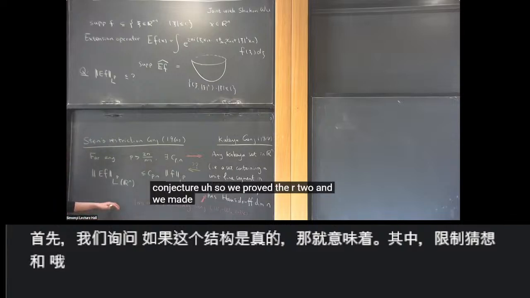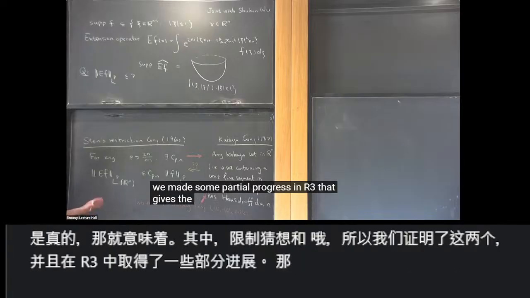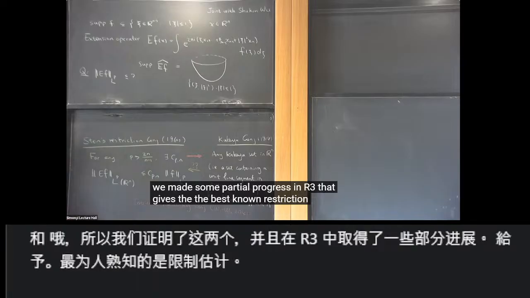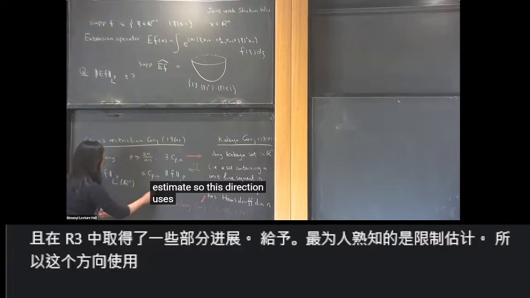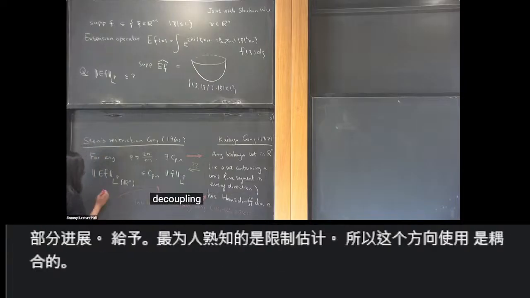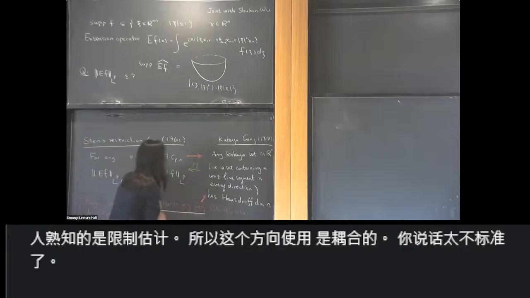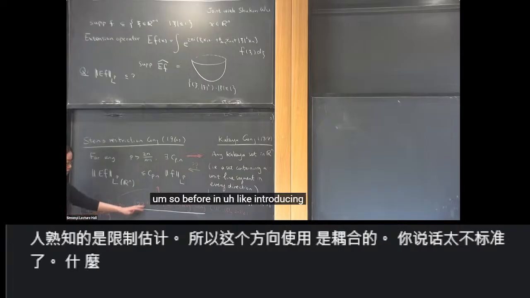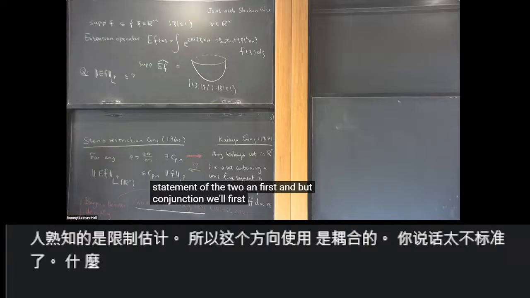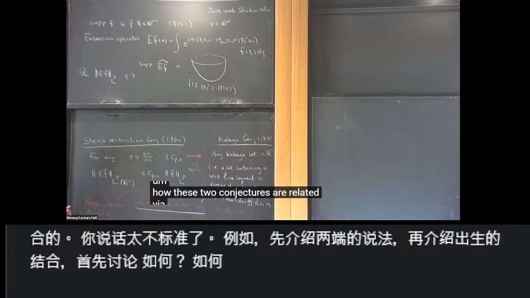So we proved it in R^2 and we made some partial progress in R^3 that gives the best known restriction estimate. This direction uses decoupling, uses Bourgain-Demeter decoupling. Before introducing the statement of the 2n Furstenberg conjecture, we'll first discuss how these two conjectures are related via the wave packet decomposition.